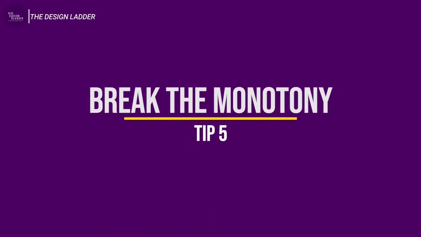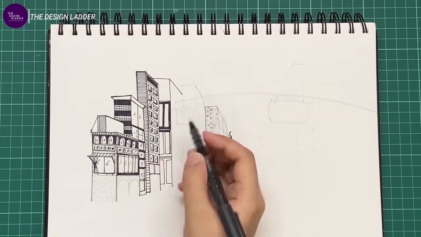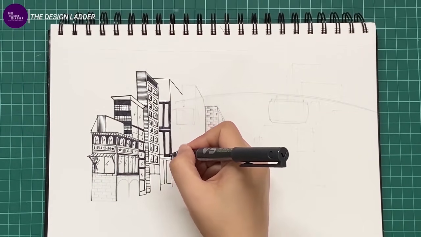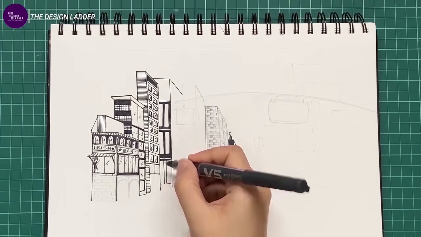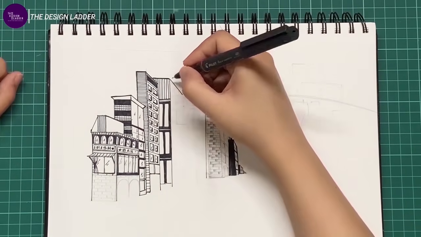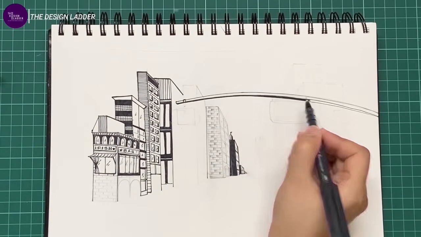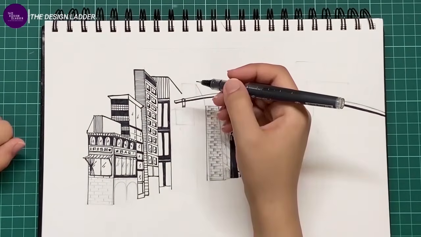Tip number 5 is break the monotony. A lot of students end up making typical perspective drawings like a converging point, buildings coming out of it on left and right and road in the middle. Try not to do that. Break that monotony by adding some overhead elements like electric pole coming from left to right.